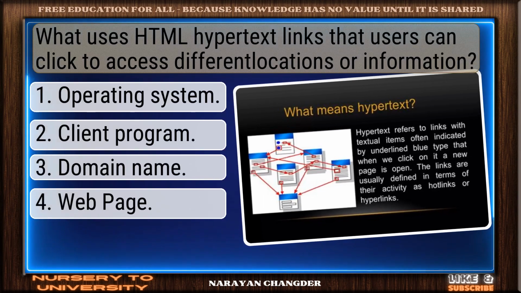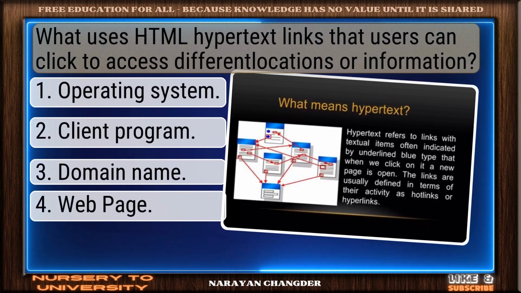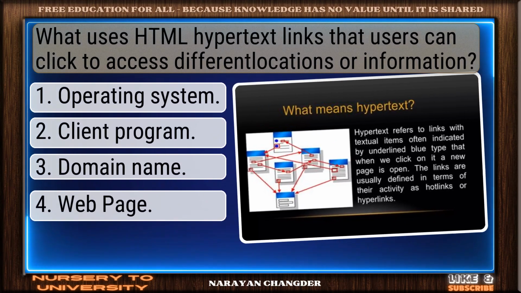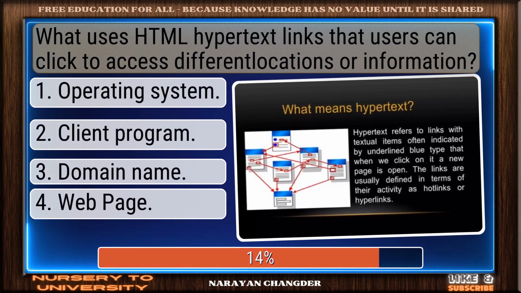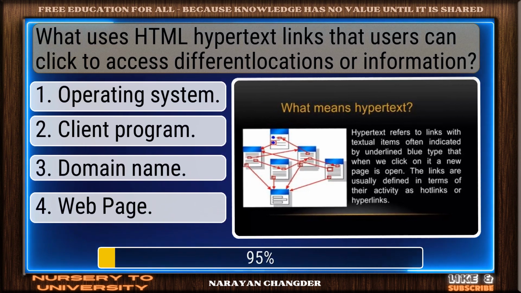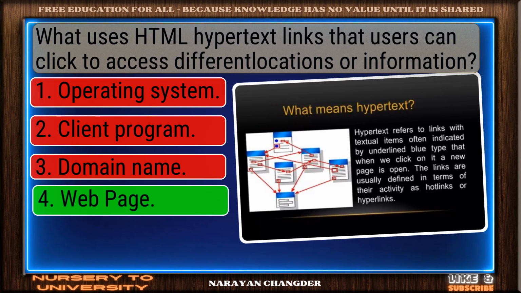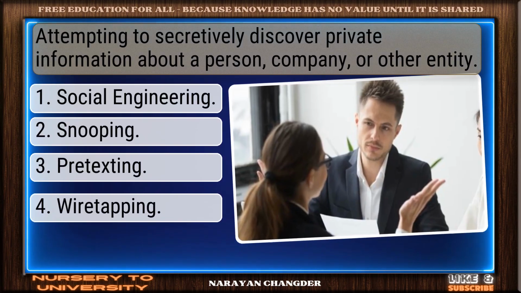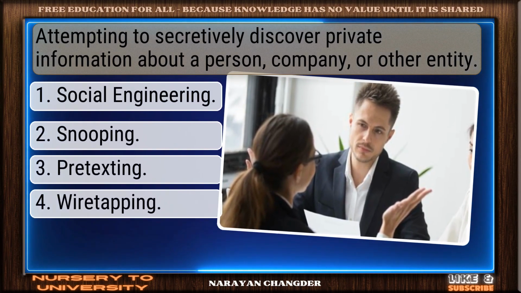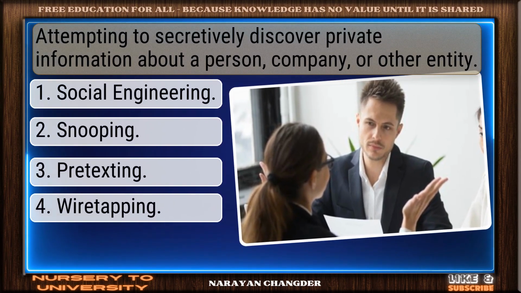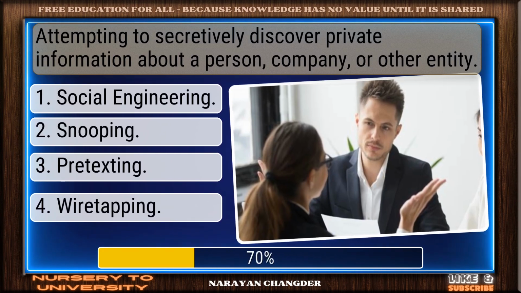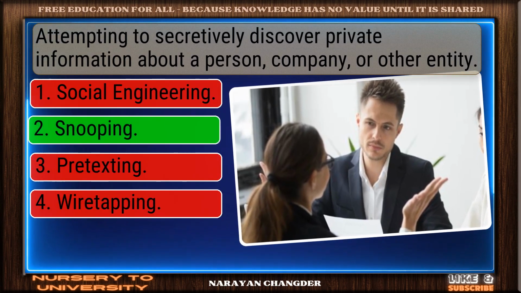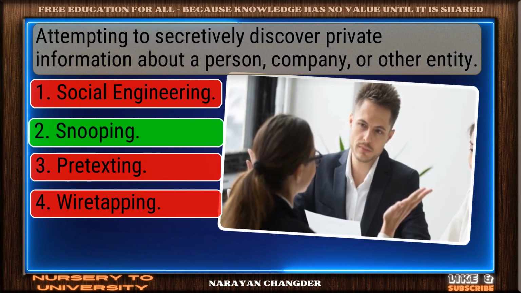What uses HTML hypertext links that users can click to access different locations or information? Excellent. Web page is well reasoned. Attempting to secretively discover private information about a person, company, or other entity. Correct response. Snooping is accurate.